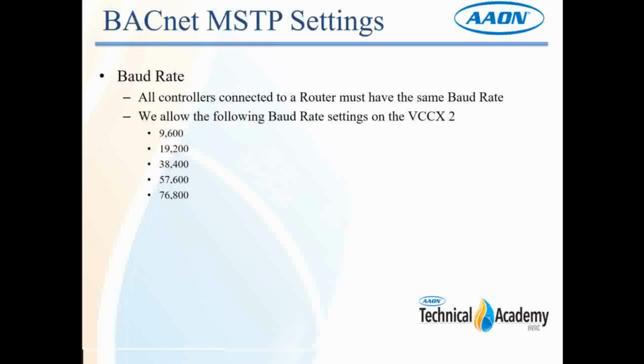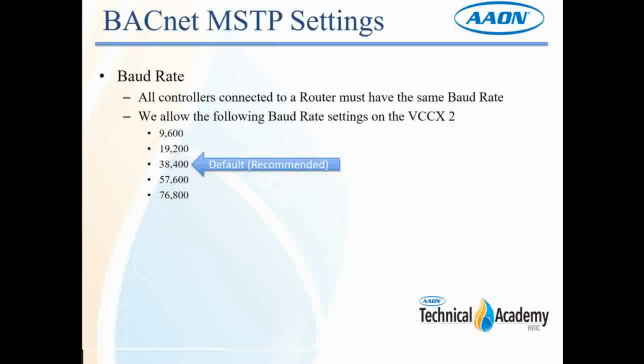We allow for the following baud rate settings in the VCCX controller, ranging anywhere from 9600 all the way up to 76.8k. Now, we recommend that you stick with the default of 38.4. The reason for this is because this is the fastest that BTL certification requires all BACnet devices to communicate at.